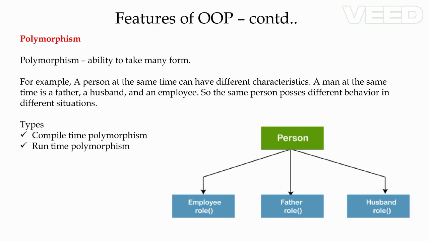For example, a person at the same time can have different characteristics. A man can at the same time be a father, husband, and employee. So the same person possesses different behavior in different situations. There are two types of polymorphism. They are compile time polymorphism and runtime polymorphism.